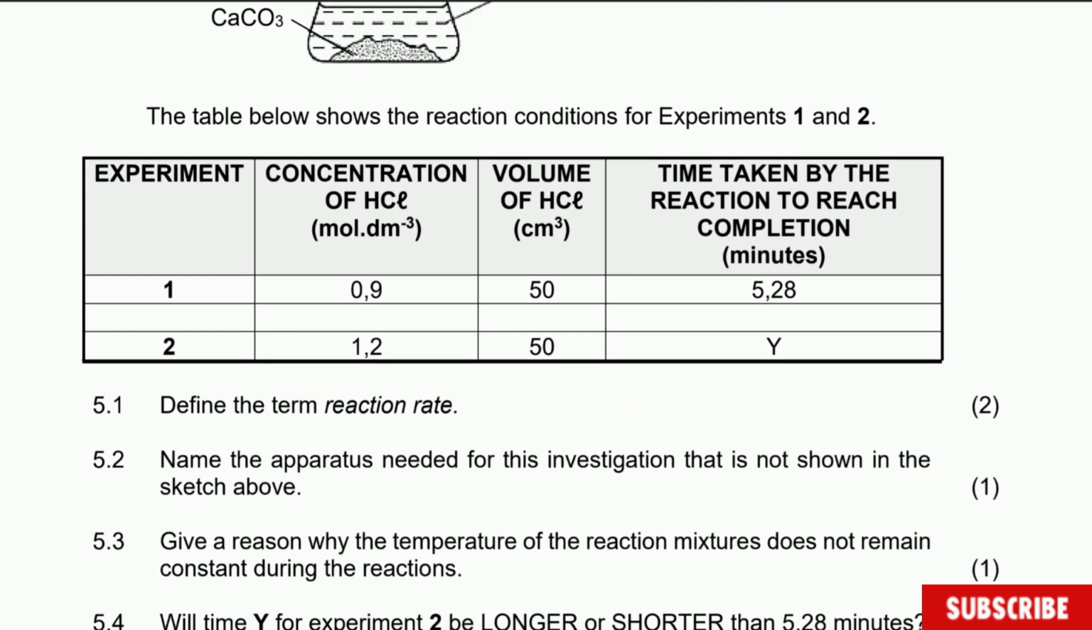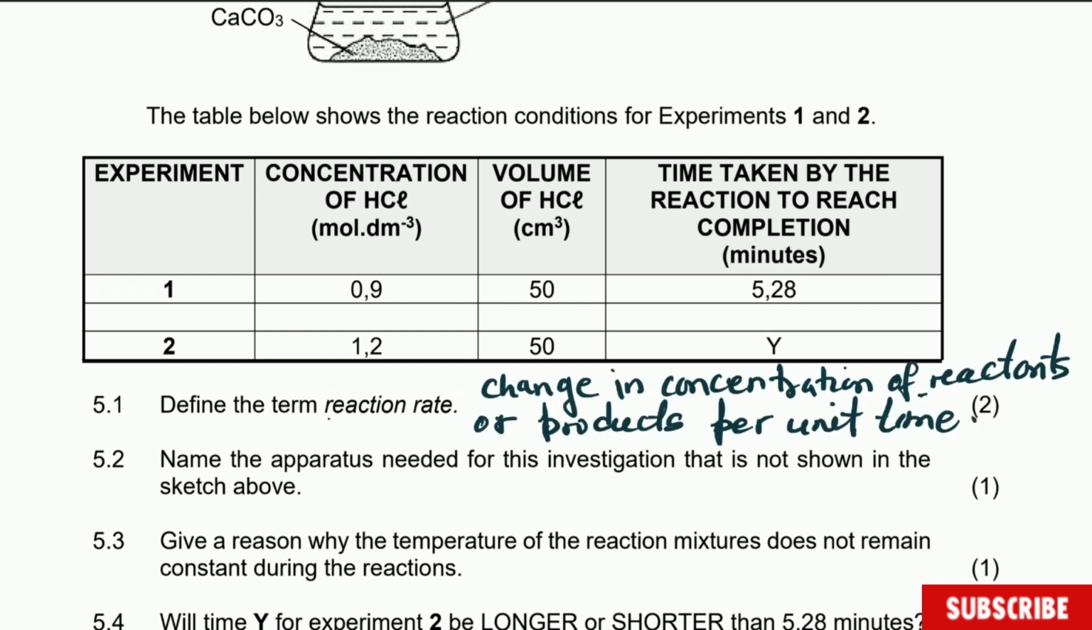Question 5.1, define the term reaction rate. And here is the definition. Reaction rate is the change in concentration of reactants or products per unit time. That is important here. If you say that, guys, you will get 2 marks. It's quite simple. It's a definition that everyone can learn.